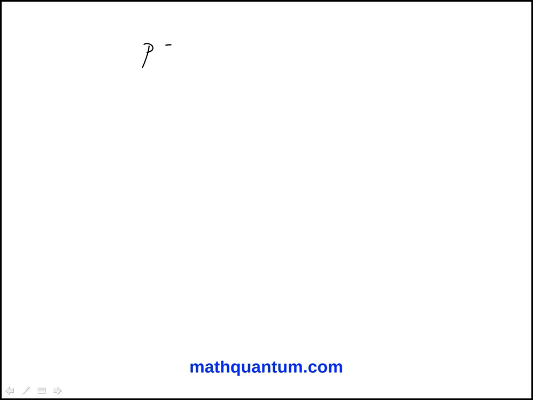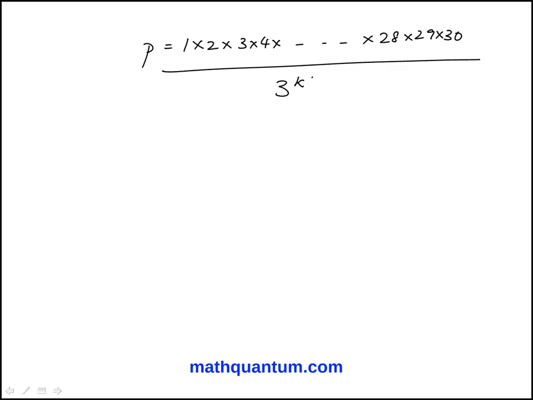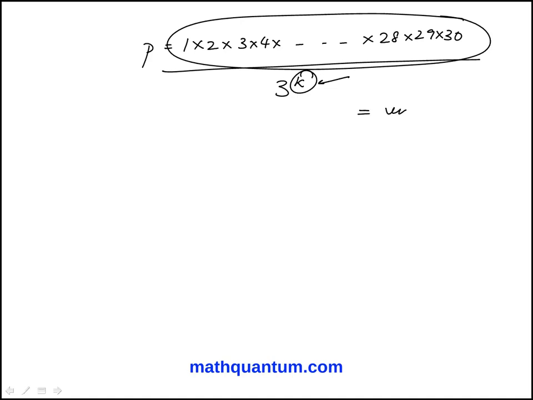So we're told that P is the product of the integers from 1 to 30. So we're really just multiplying all the way to 30 inclusive. The question is, what's the greatest integer k, meaning what's the largest value of k for which we can divide P and the result is still an integer. We need to find the highest value of k.